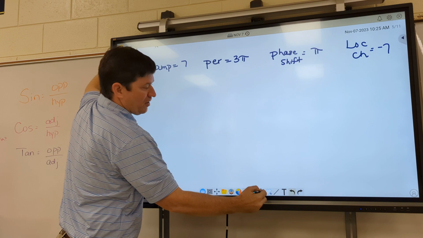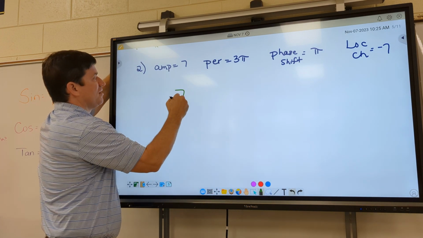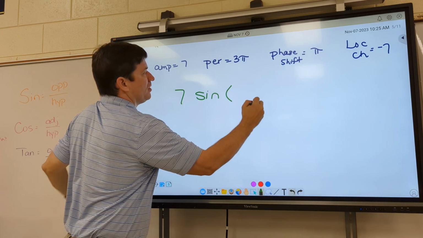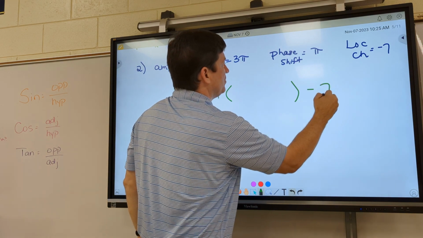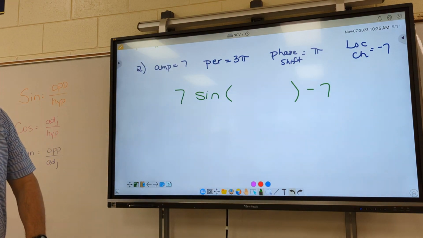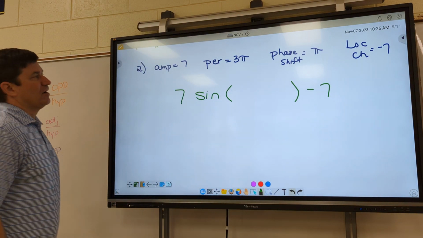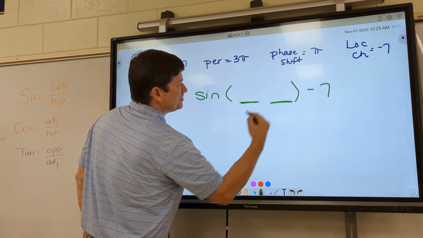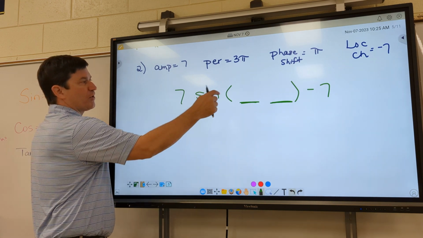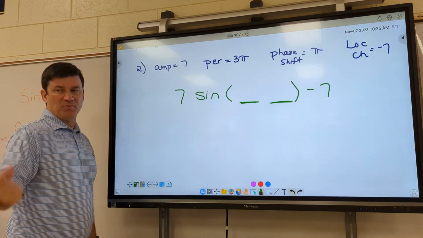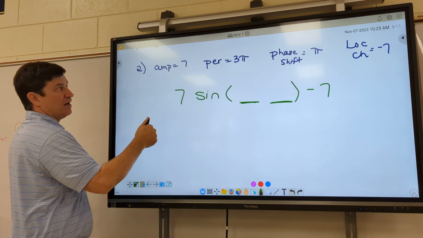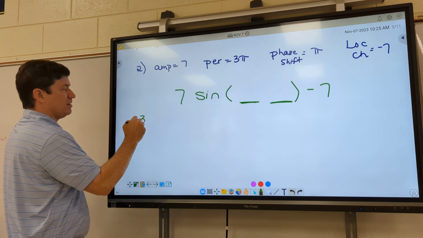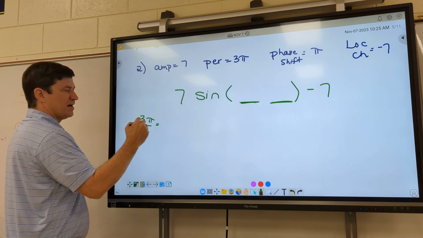All right, start it off the easy way. Go ahead and plug 7 in front of sine, and go ahead and take minus 7 and put it on the end. All right, let's see if we remembered anything from the first one. The only thing left to do is find these 2 numbers. What do I write down to find the first number? What do we do? Go ahead, the period, yeah. That's 3 pi over 1. And what do I set it equal to again?